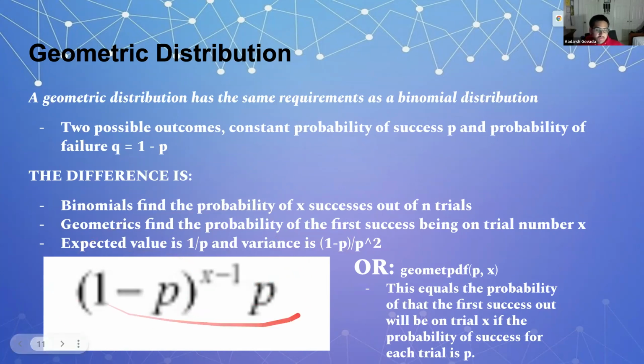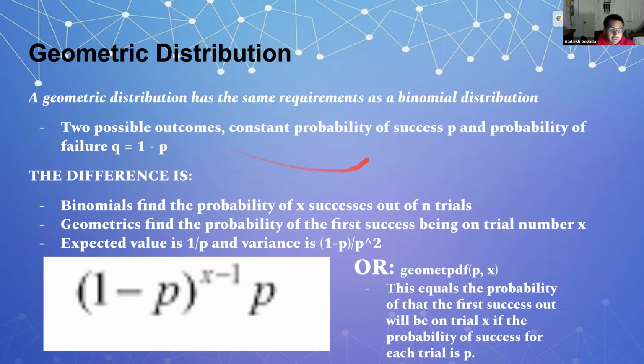Now we also have this formula for geometric distributions. This you can memorize because it's a lot less complicated than the other one. 1 minus P, remember, is Q. So it's just Q to the power of X minus 1 times P. But again, you don't have to do that because you can just go to geometpdf on your calculator.